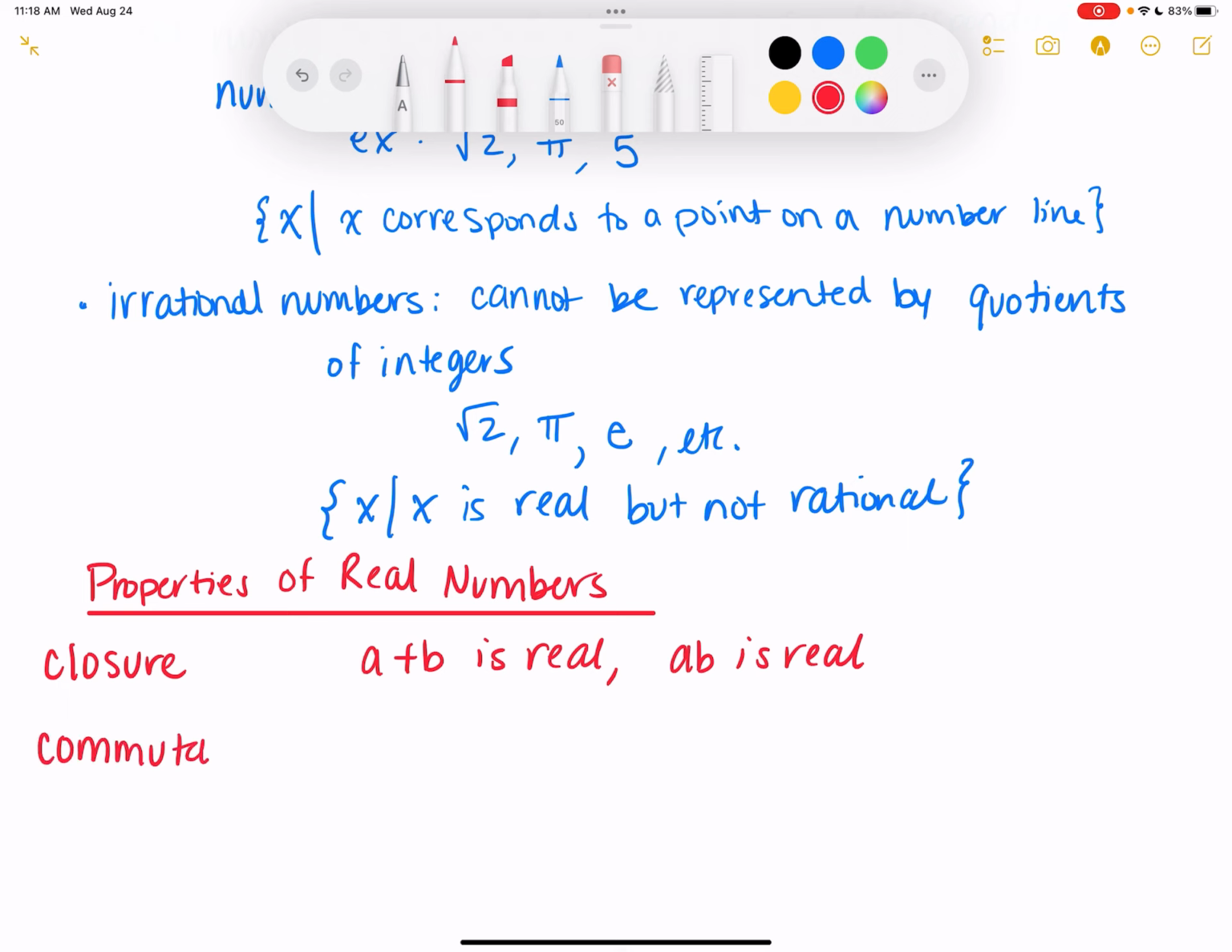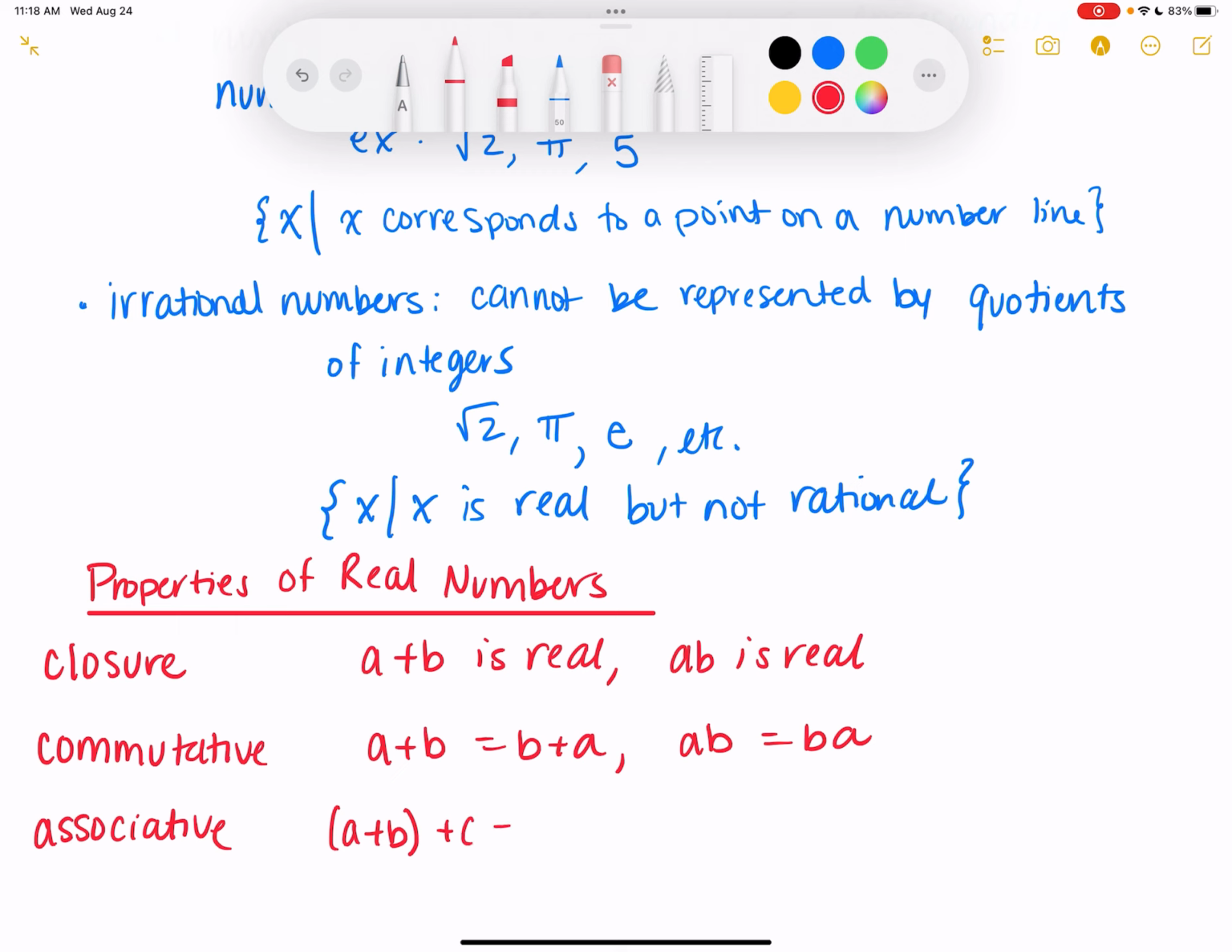Commutative. A plus b equals b plus a, or ab equals ba. Associative. A plus b plus c equals a plus b plus c. Or for multiplication, ab times c is equal to a times bc.